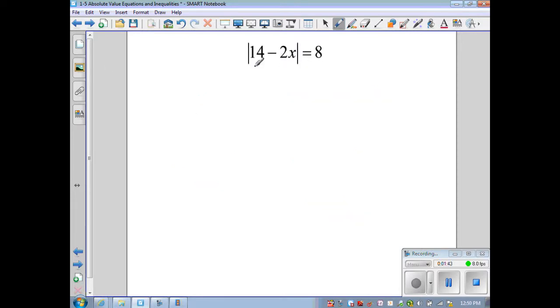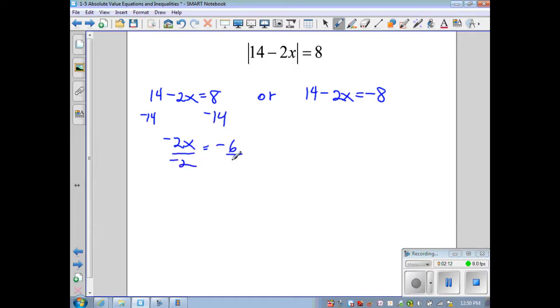Our next example, copy the problem. Also isolate our absolute value to one side. They both are. So let's set the expression 14 - 2x equal to 8, or 14 - 2x equals -8. Solving the equations, subtract 14 on both sides. -2x is equal to -6. Divide by -2. x is equal to 3.